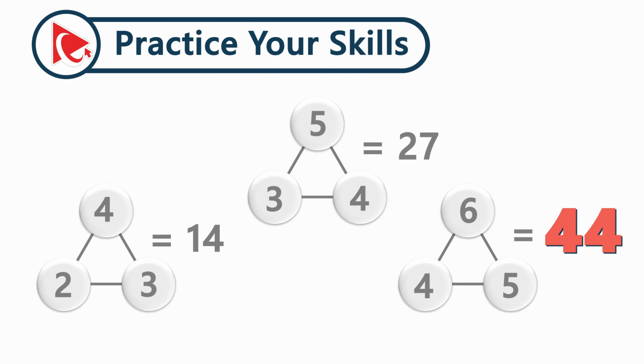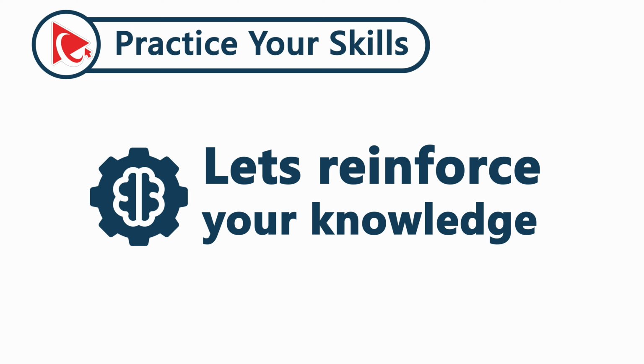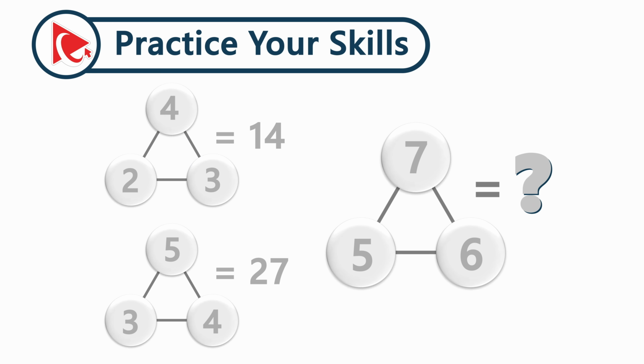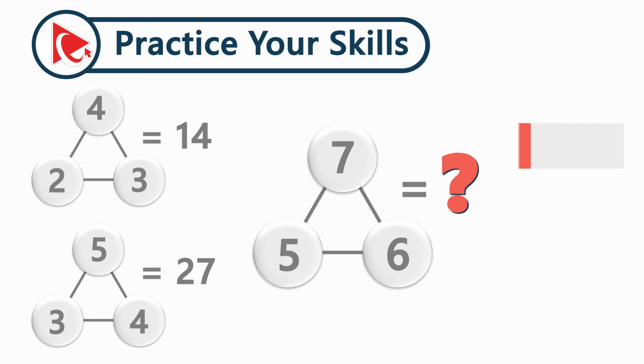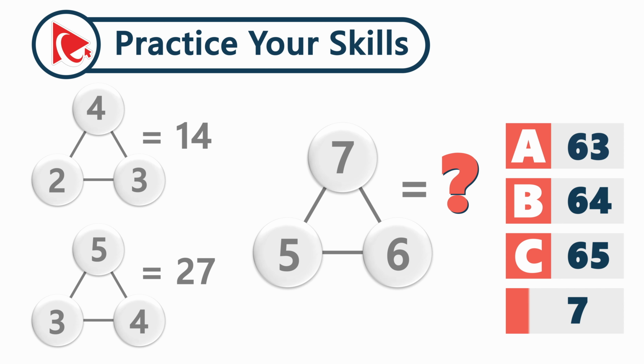Now you know how to solve these types of problems, so let's take advantage of that and reinforce your knowledge. Here's the brand new question for you to solve. The first shape has numbers 2, 3, and 4 and equals 14. The second shape has numbers 3, 4, and 5 and equals 27. And the last shape has numbers 5, 6, and 7, and you need to calculate the number and select your answer out of 4 possible choices. Choice A, 63, choice B, 64, choice C, 65, and last but not least, choice D, 75.